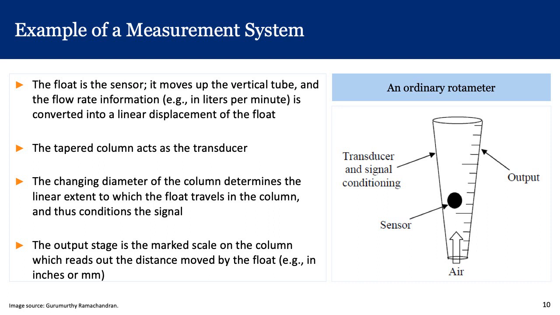So by adjusting how tapered the column is or how straight the column is, the sensor will travel a certain amount of distance. You can imagine a column that is very narrow at the bottom and very broad at the top. The sensor may not travel that much distance, whereas in a more narrow column, the sensor will travel a lot more. So you can figure out how much precision we need in our measurement and design our tapered tube accordingly. And the output of this is the marked scale, which reads out the distance moved by the float in inches or centimeters or millimeters.